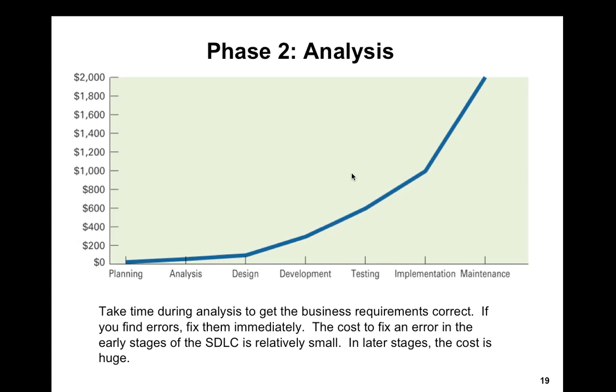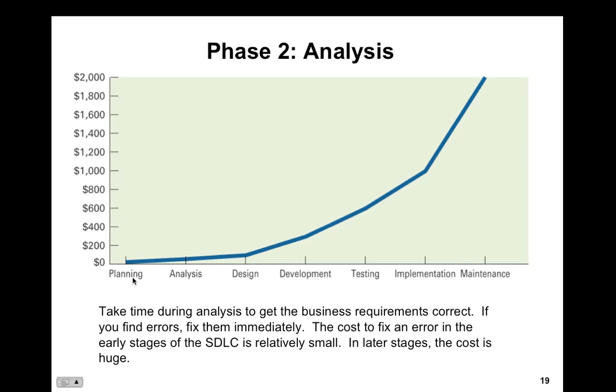This is how the analysis works in terms of planning, analysis, design, development, testing, implementation, and maintenance. And what we're looking at is the dollar value. It takes time during analysis to get the business requirements correct, because if you find errors, you can fix them immediately in the analysis. The cost to fix an error in the earlier stages is very small. In later stages, it's huge. So what you're looking at is a graph that says if I find an error in implementation or maintenance, towards the end of this graph over here, it's going to cost more money to fix.